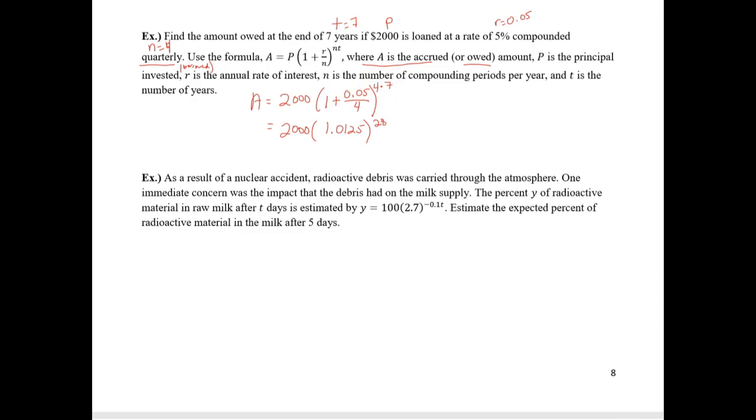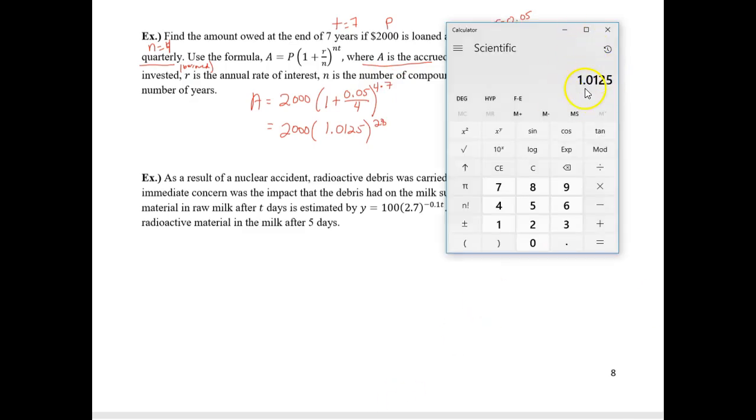Alright, so now, again, leave whatever that number is in your calculator and take it to the 28th power. Again, we get this long, tedious number. Do not round it. We're going to take that answer and multiply it by 2,000. And now we round our final answer. It's money, so we're going to round it to the nearest cent.